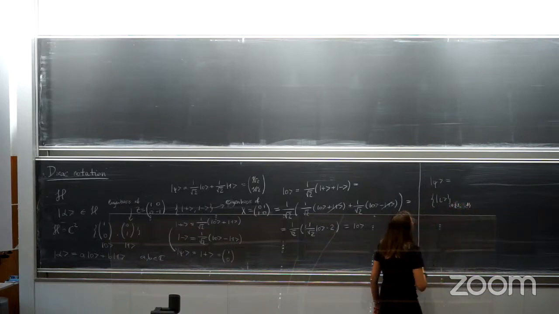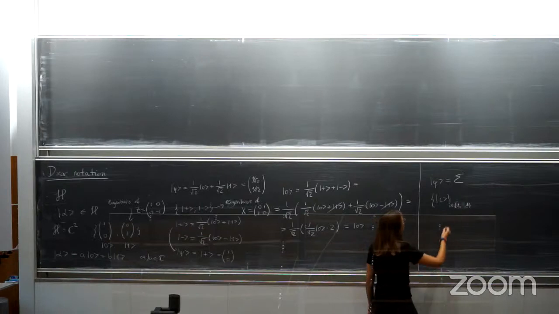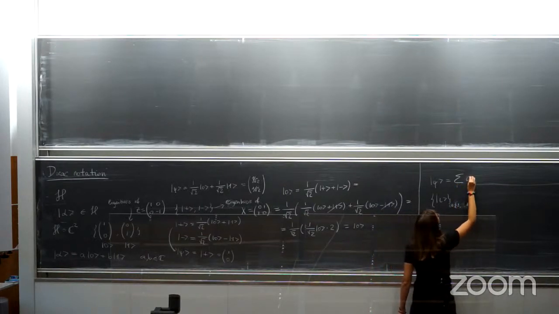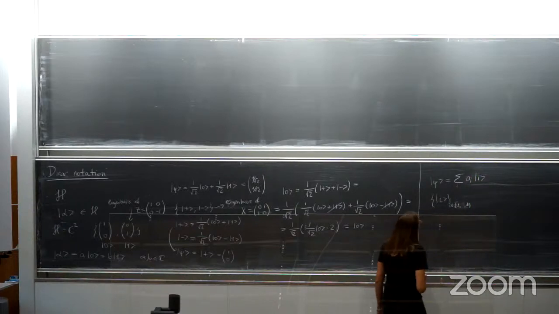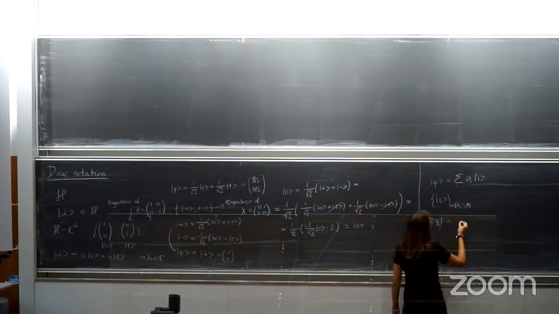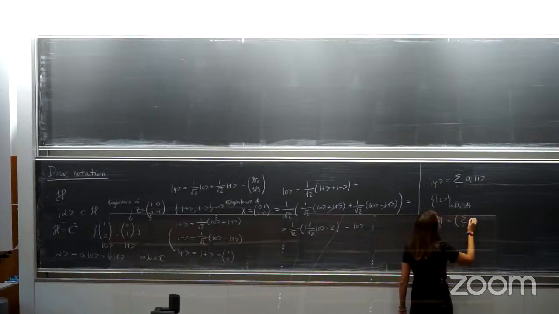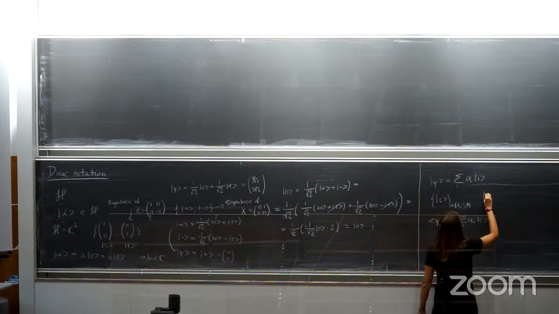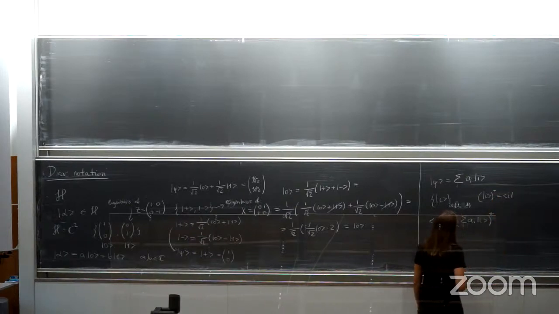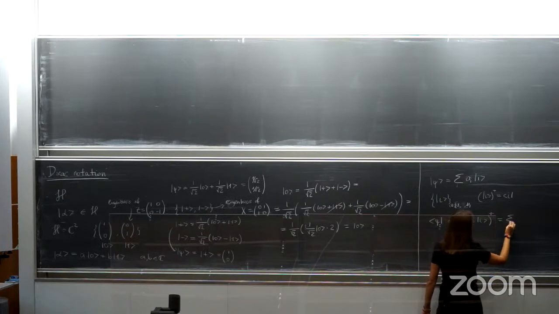There we can just decompose this vector in terms of the basis with some coefficients, let's say a_i, times ket i. Then the bra of psi would be the conjugate transpose of this. If we label the conjugate transpose of ket i as bra i, then what we get here is the sum over i of a_i conjugate times bra i.